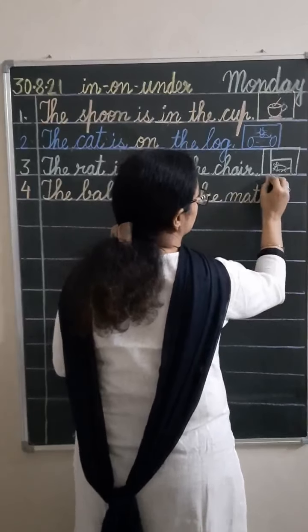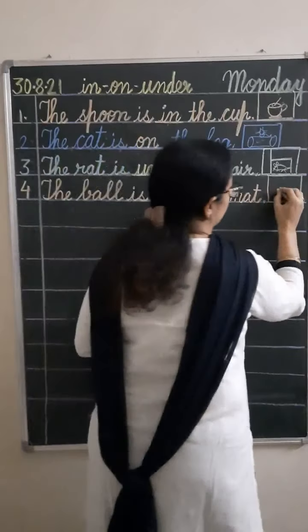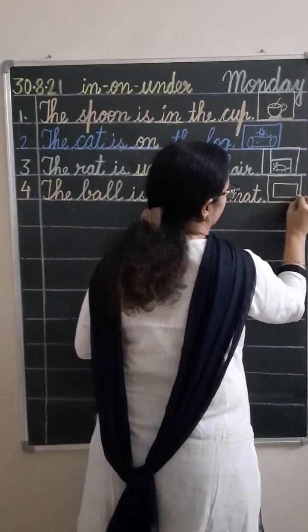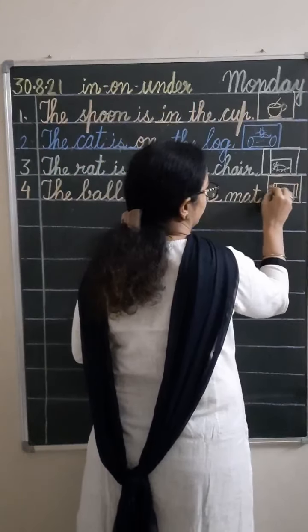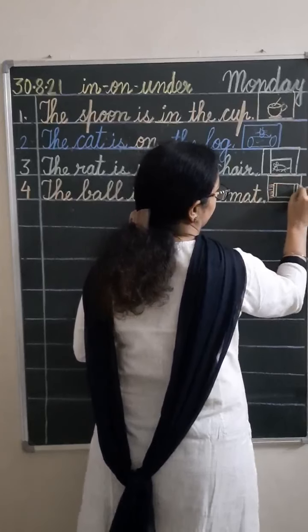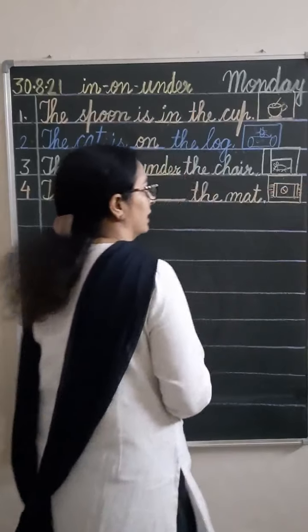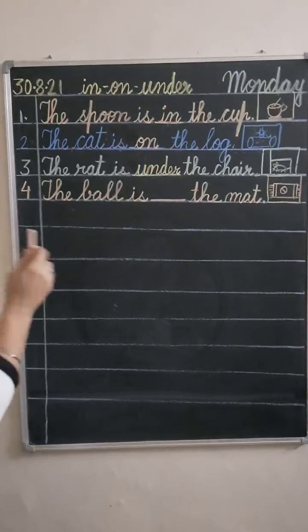Okay. Then make a box. Now the ball is dash the mat. Here we will draw a mat. Okay. हम मैट ड्रॉ करेंगे यहाँ पे. And यहाँ पे बॉल ड्रॉ कर देंगे. We will draw a ball. And now you tell me, where is the ball? The ball is on the mat. Mat के ऊपर पड़ी है ना?